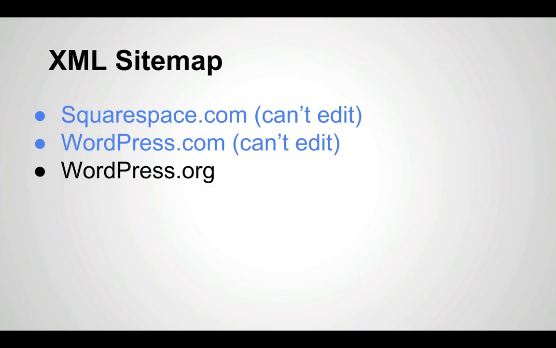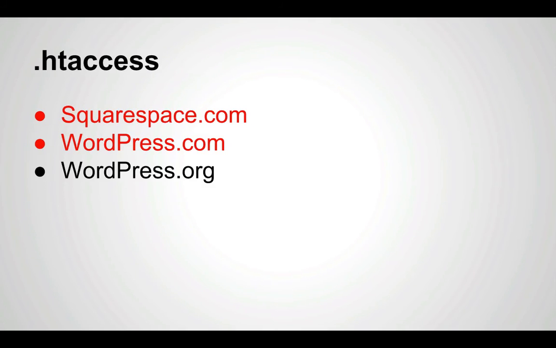Alright, XML Sitemap. Unlike Robots.txt, your XML Sitemap actually shows Google what you want to be indexed. And the situation is pretty similar. Squarespace.com has the file but does not allow you to edit it. WordPress.com has the file as well, but you can't edit it either. And again, WordPress.org has the file, and you can modify it as you see fit if you install a plugin.